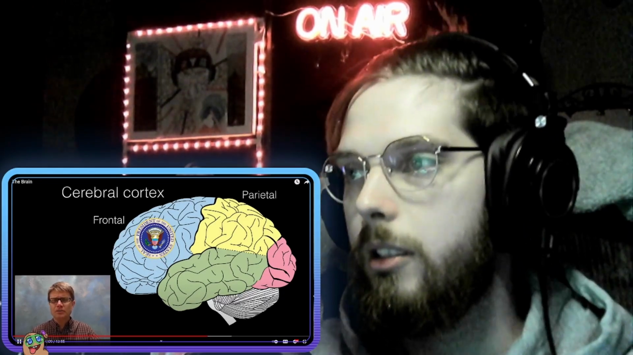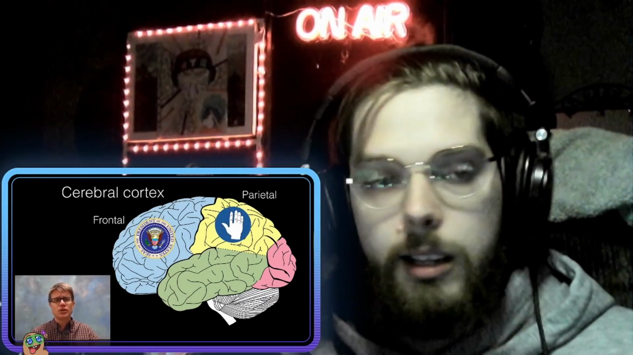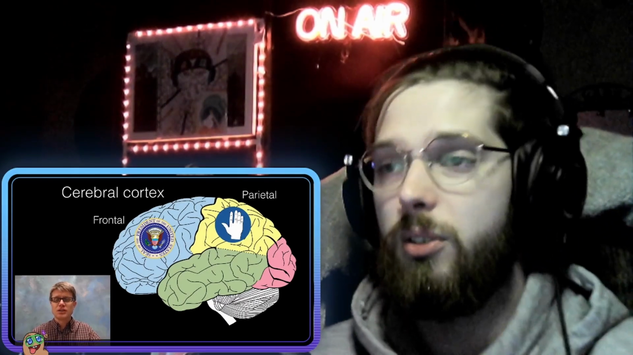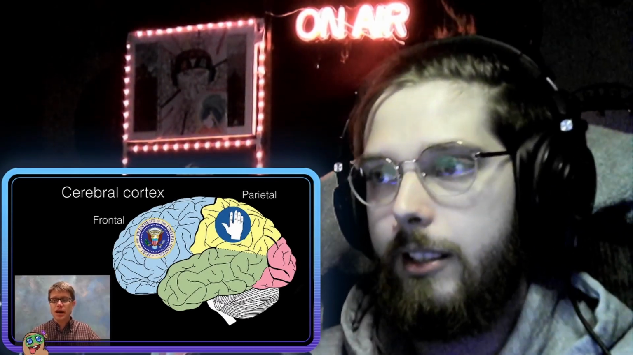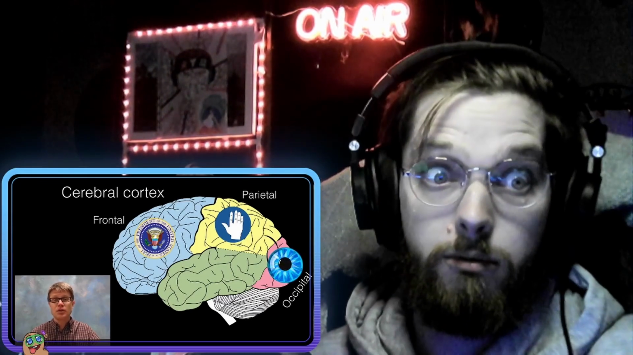What's the function of the parietal lobe? Basically sensation. It's you dealing with and reacting to your environment. So we have a lot of neurons coming from sensory input. As we move to the back, we have the occipital lobe. What's the function of that one? It's vision, primarily vision.